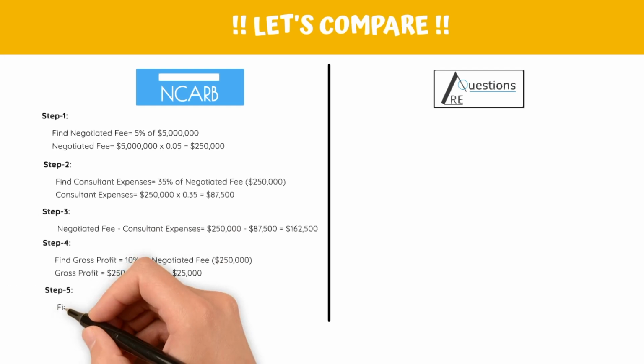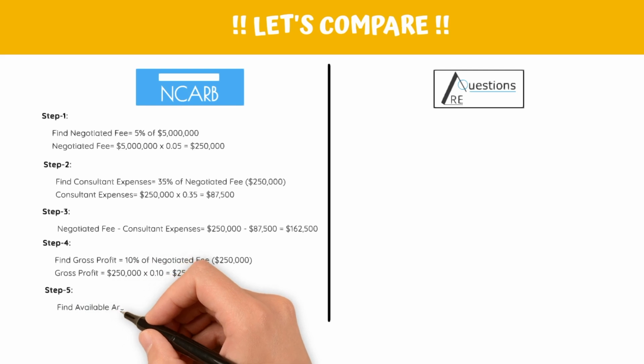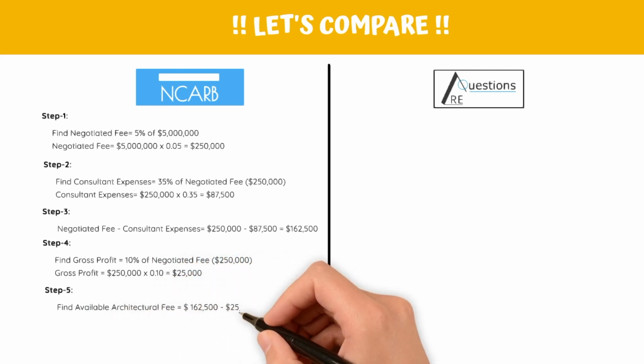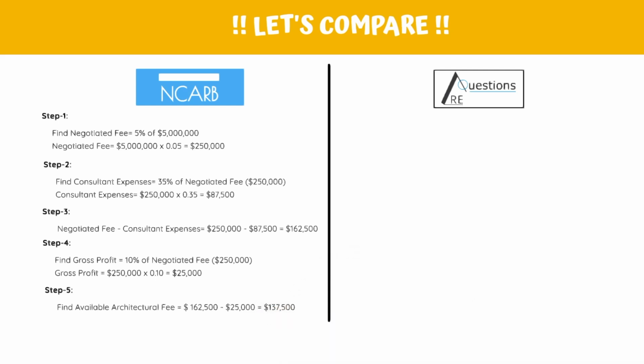And lastly, in step 5, they find the available architecture fee. And to find that, they subtract the $25,000 gross profit from the $162,500. And then the answer is $137,500. I think there's a much faster way to solve this question, especially when you look into these big numbers.